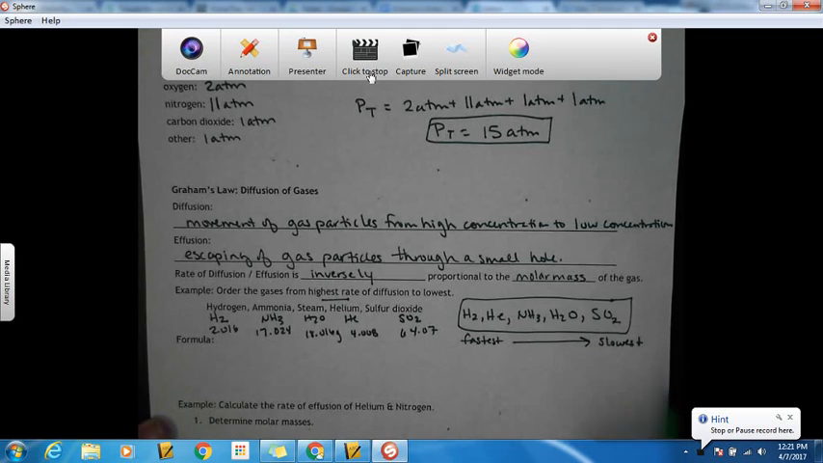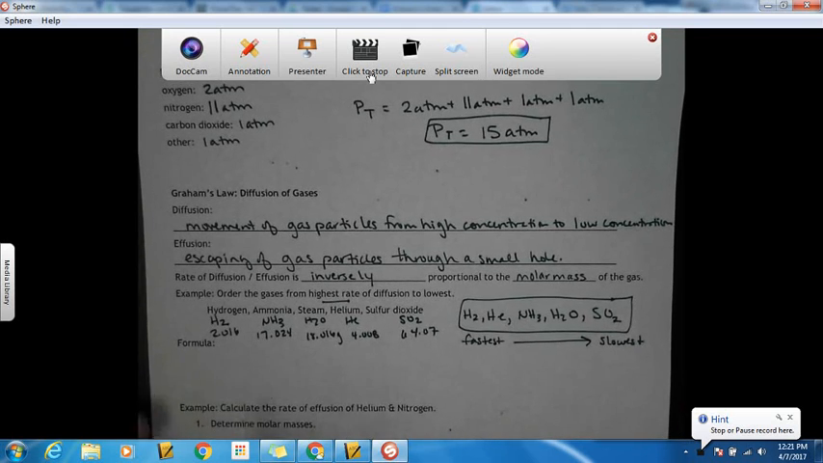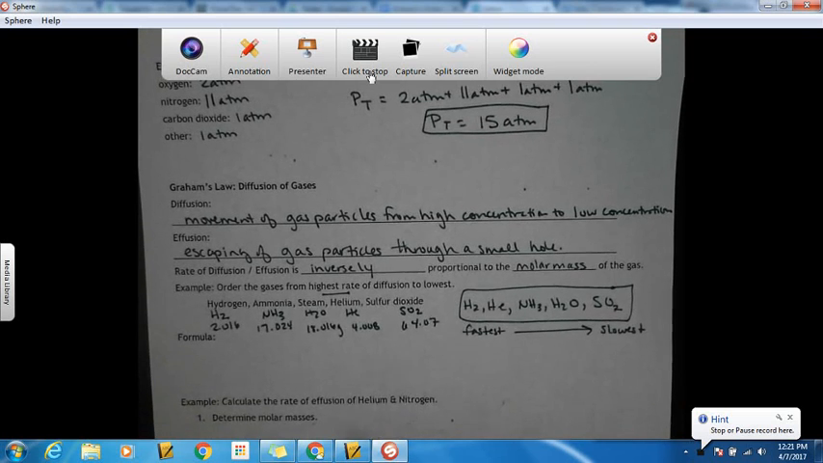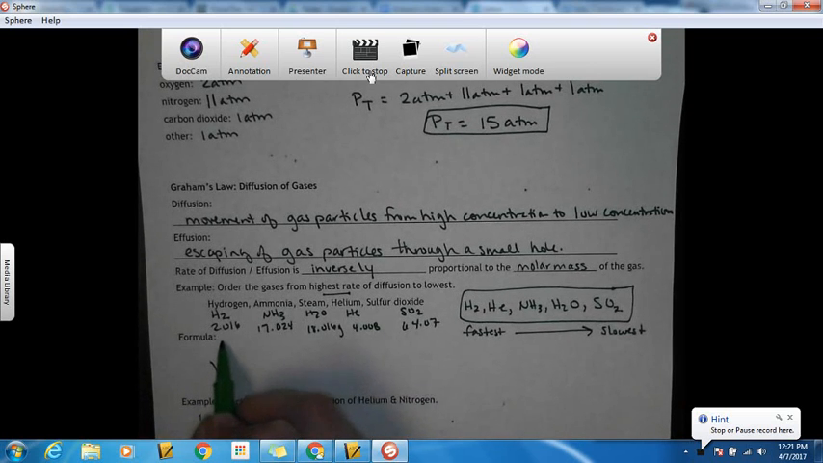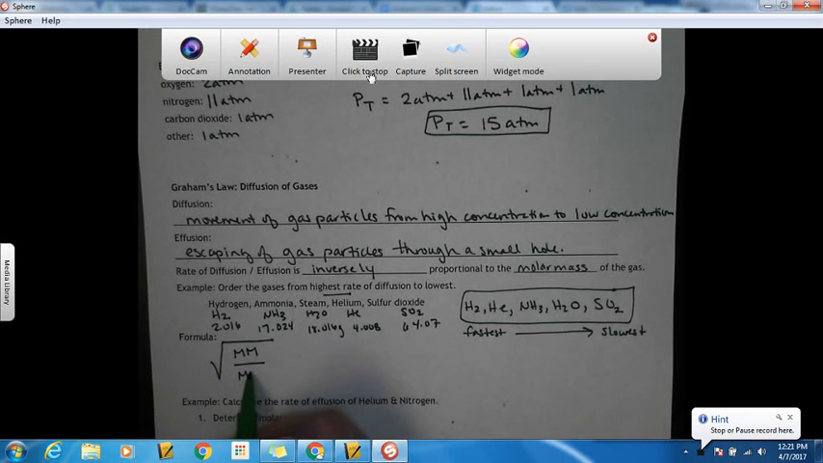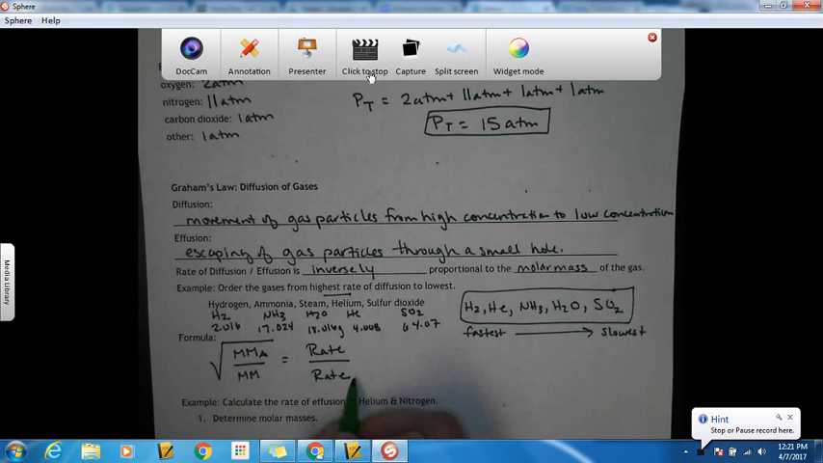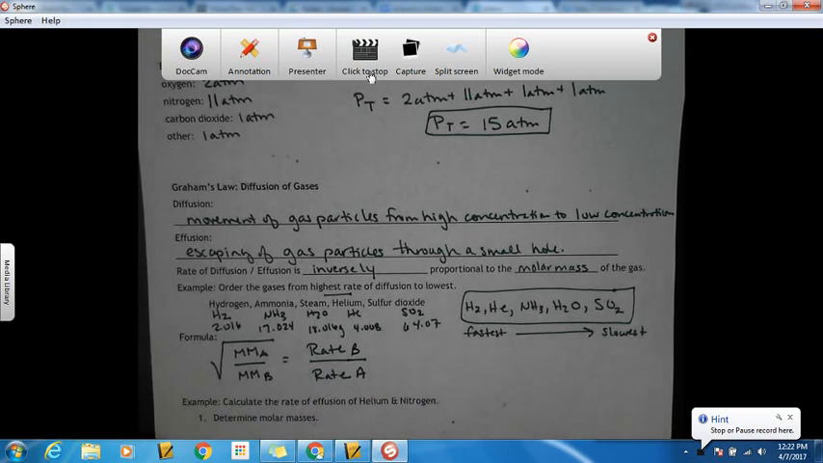Alright, so now we can actually calculate the rates, and we do that by doing the square root of the molar masses is equal to their rates. Now, because they're inversely proportional, right, their molar masses and their rates are as well. Okay, so that would be our formula. Now, this formula is not in your reference packet. Okay?